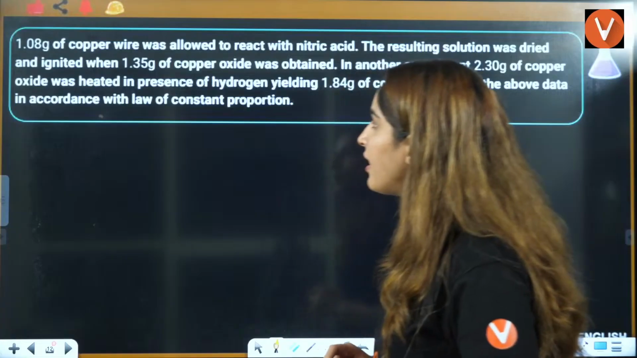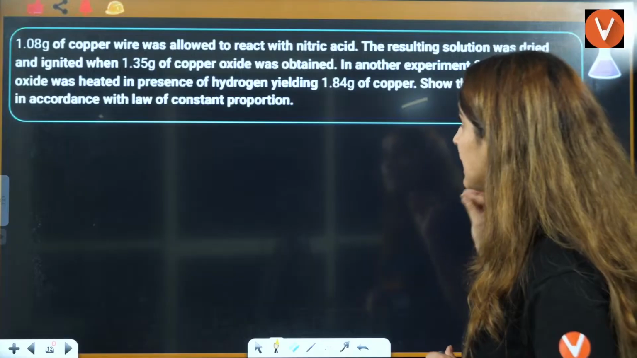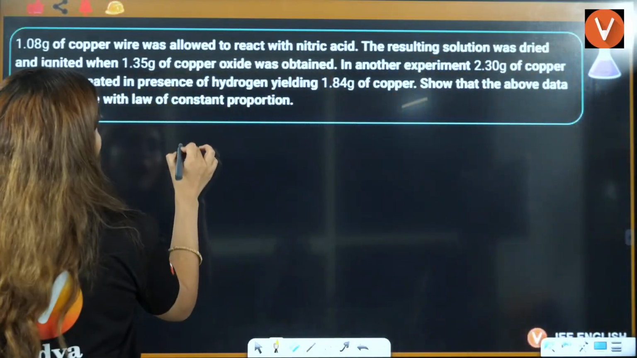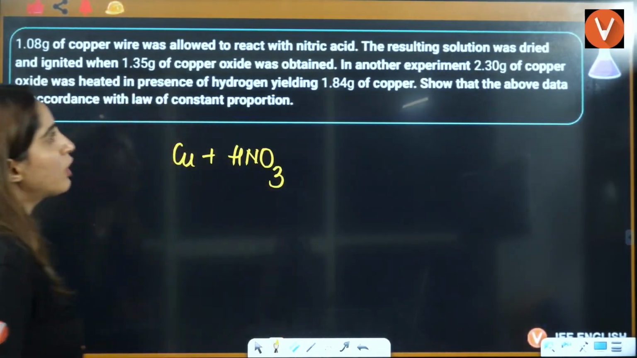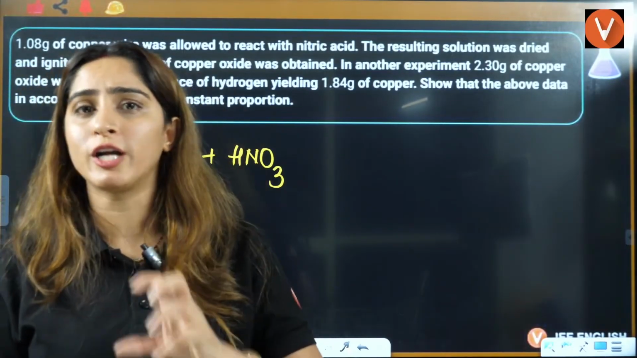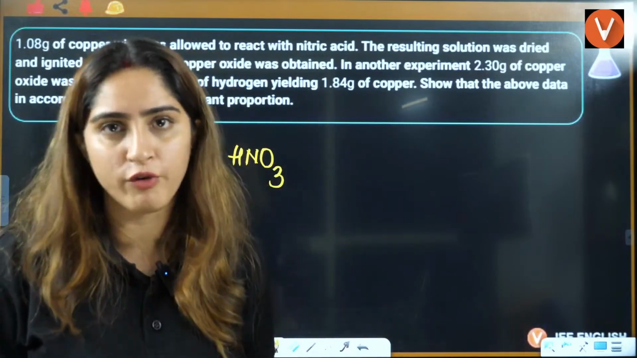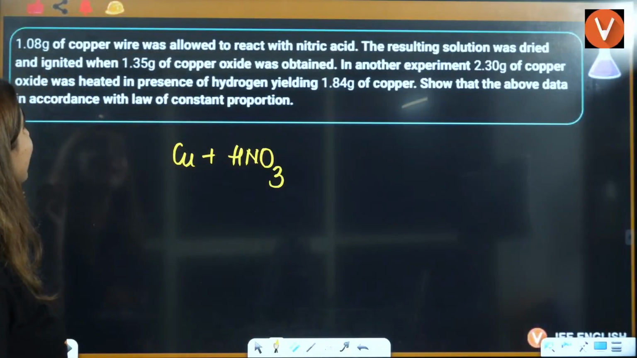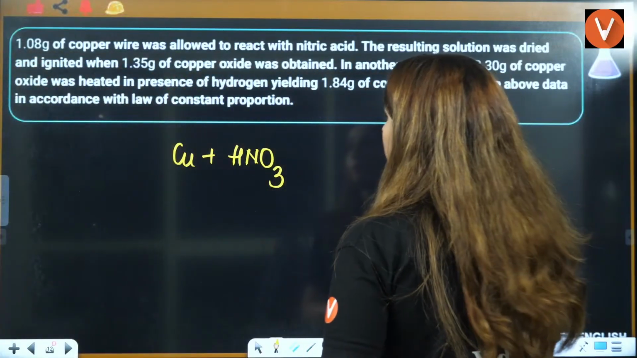Okay, yes everyone. 1.08 gram of copper wire was allowed to react with nitric acid, right? This is the formula of nitric acid. These things should be on your tips, right? Once you go through the full syllabus of chemistry, this will actually be a very simple thing for you. So this is nitric acid. The resulting solution was dried and ignited when this much of copper oxide was obtained.